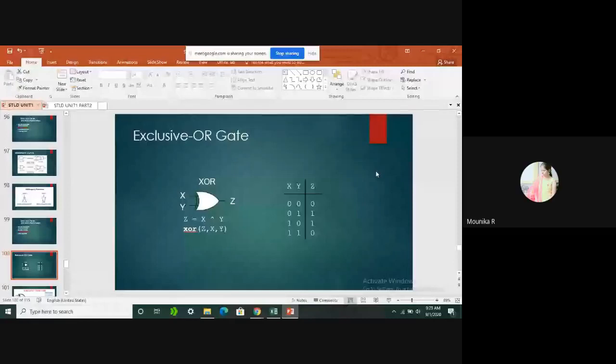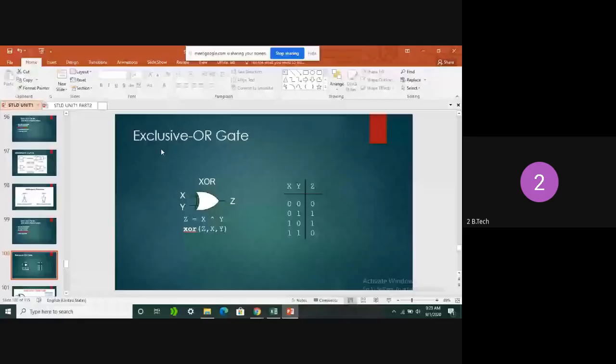Yeah, sir. So exclusive OR gate is also called the dissimilar gate. The main purpose of this exclusive OR gate is that it produces a high output when the inputs are different, or when the inputs are dissimilar. Clear, all of you? Yes, sir.